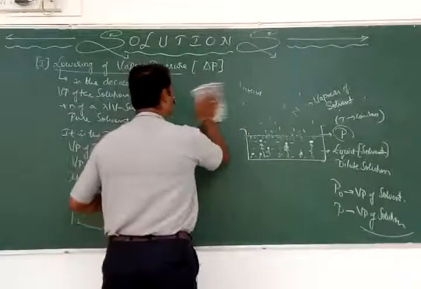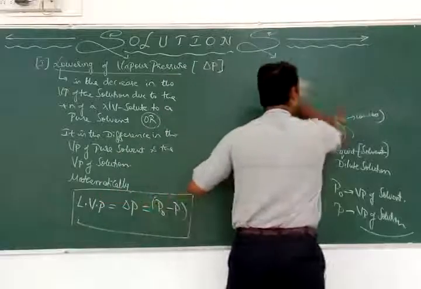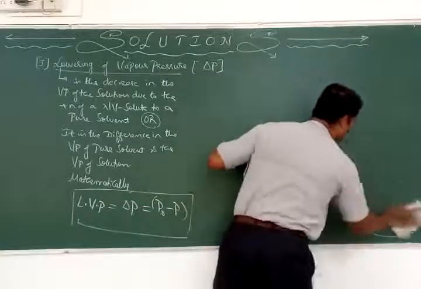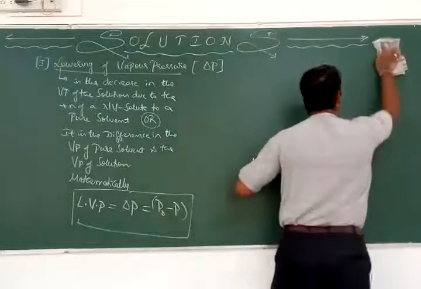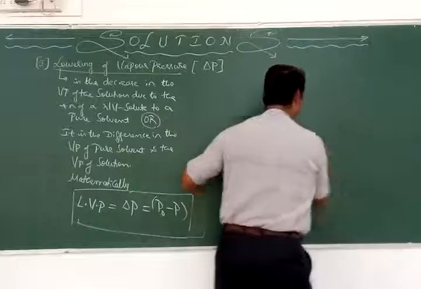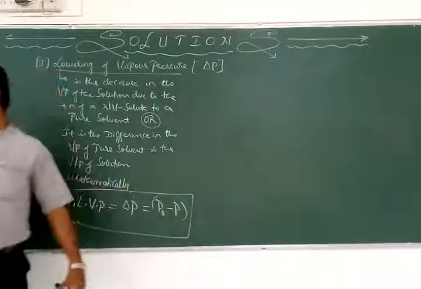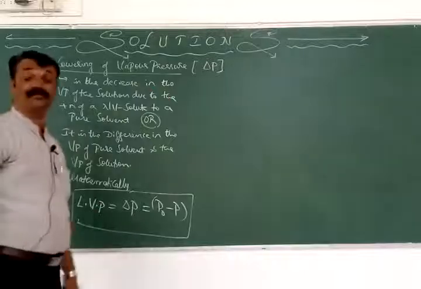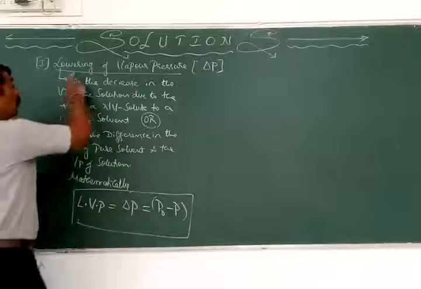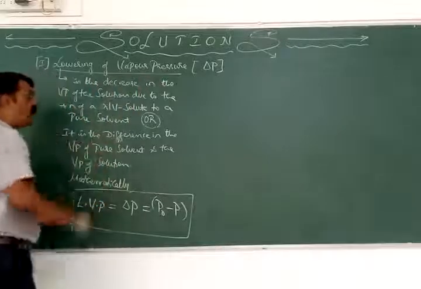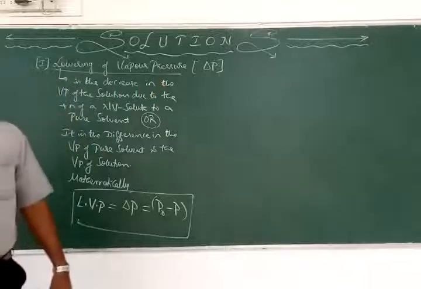What is the first one? If a small amount of a non-volatile solute is added to the pure solvent, then the vapor pressure of the dilute solution decreases, and that decrease is called the lowering of vapor pressure. Mathematically, it is the difference between the vapor pressure of the pure solvent and the vapor pressure of the solution.